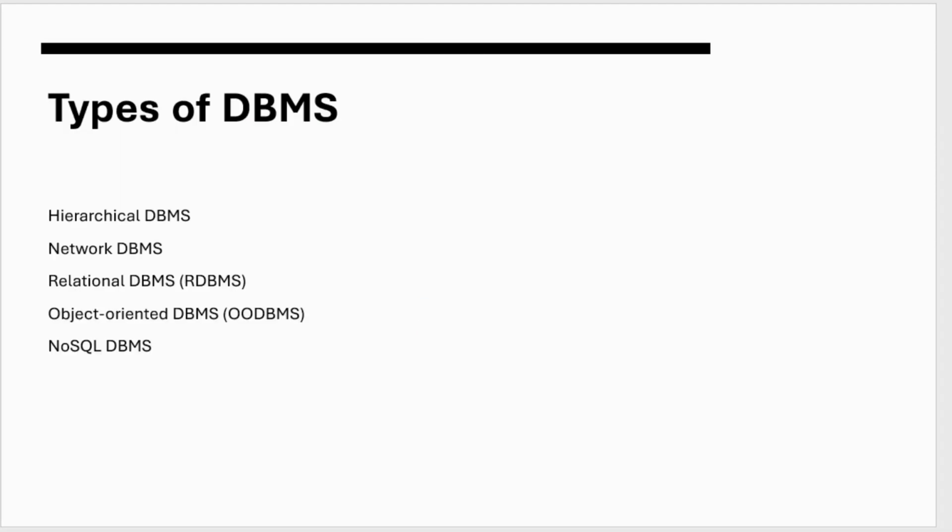The next topic is what are the different types of DBMS? DBMS has different types: hierarchical DBMS, network DBMS, relational DBMS, object-oriented DBMS, and NoSQL DBMS. Now we'll discuss one by one.